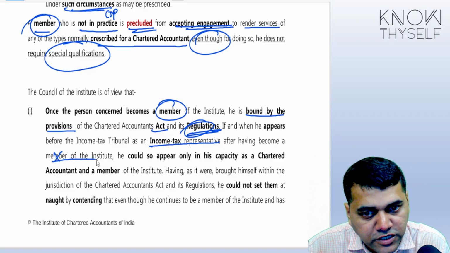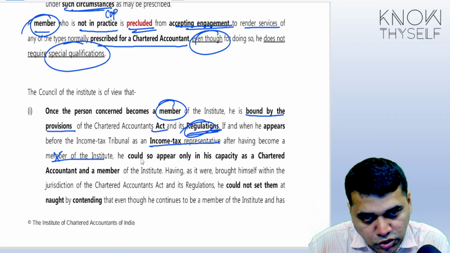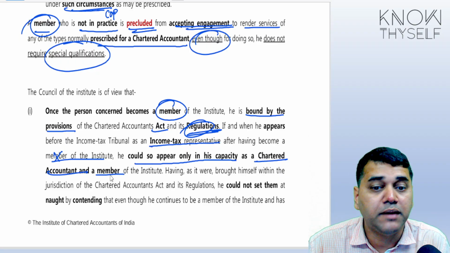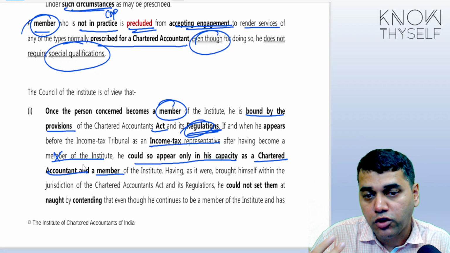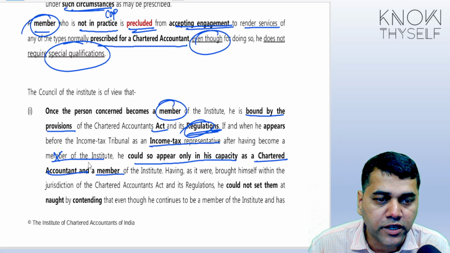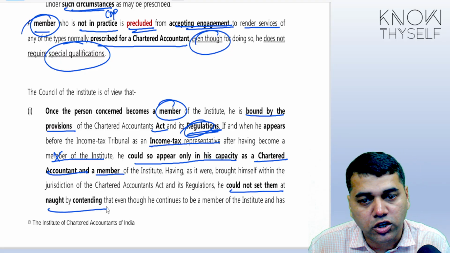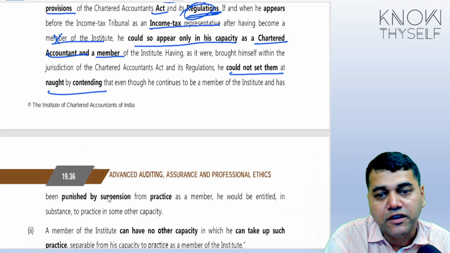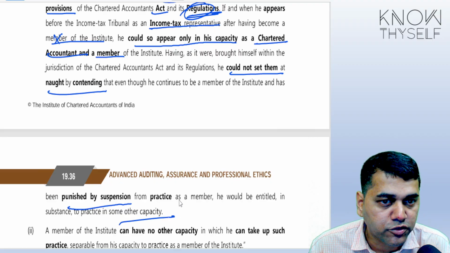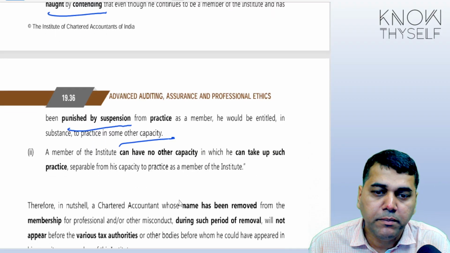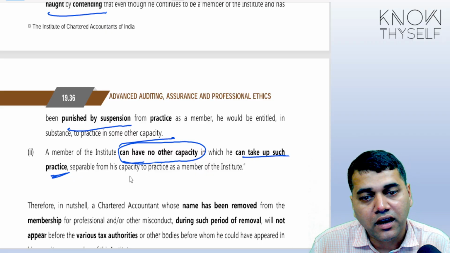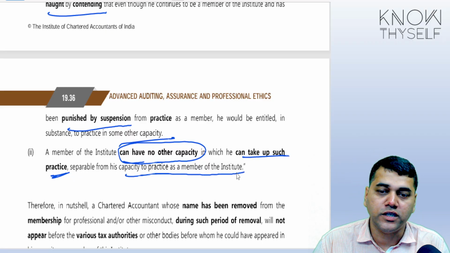So once you become a member of the institute, the institute has told through its regulation that you can appear in front of the income tax department only as a chartered accountant and a member of the institute. If you are not a member, then you can appear in any capacity. But if you are a member of the institute, you can appear only in the capacity of a chartered accountant. So you cannot set this provision at naught by contending that you did not appear as a chartered accountant, your COP got suspended, so you appeared as a lawyer. No, such excuses you cannot give. A member of the institute can have no other capacity in which he can practice, separable from the capacity to practice as a member of the institute.